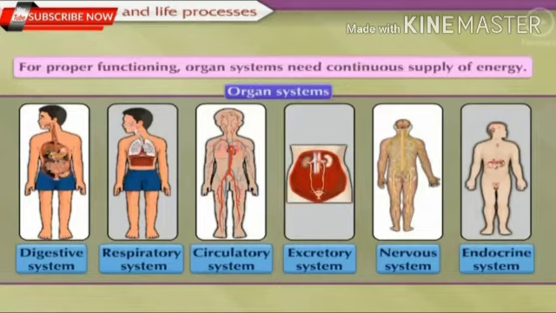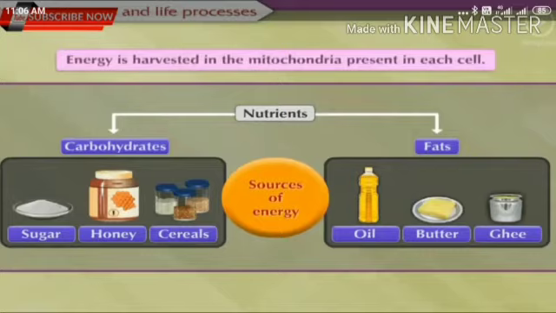Proper functioning of the systems needs a continuous supply of energy. There is a need of energy to carry out the different functions of these systems. We eat different foodstuffs. From these, we get different nutrients like carbohydrates, proteins and fats. Of these, carbohydrates and fats are the main sources of energy. This energy is harvested or produced in the mitochondria present in each cell. You studied different cell organelles like mitochondria, chloroplast, endoplasmic reticulum. Out of these, mitochondria is called the powerhouse of the cell.